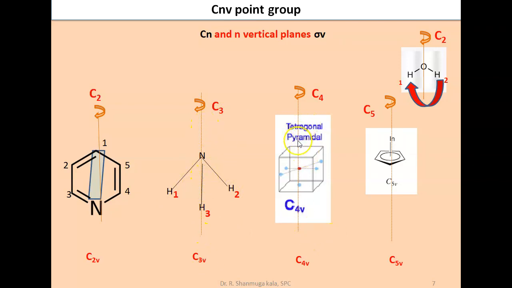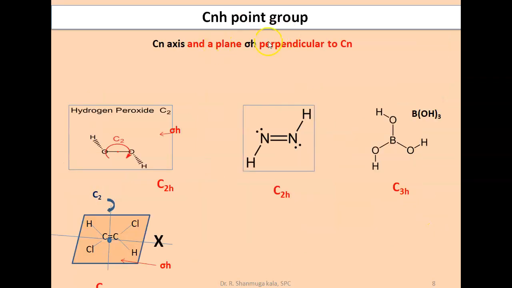And a tetragonal pyramidal geometry has the C4V point group, and this one has the C5V point group. And the CNH point group: the molecule contains a CN axis and a plane sigma H, called a horizontal plane, which is perpendicular to the CN axis. So this is a perpendicular plane.